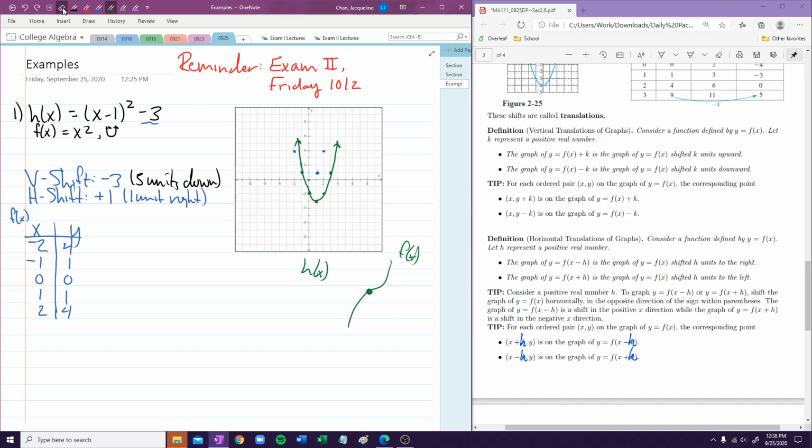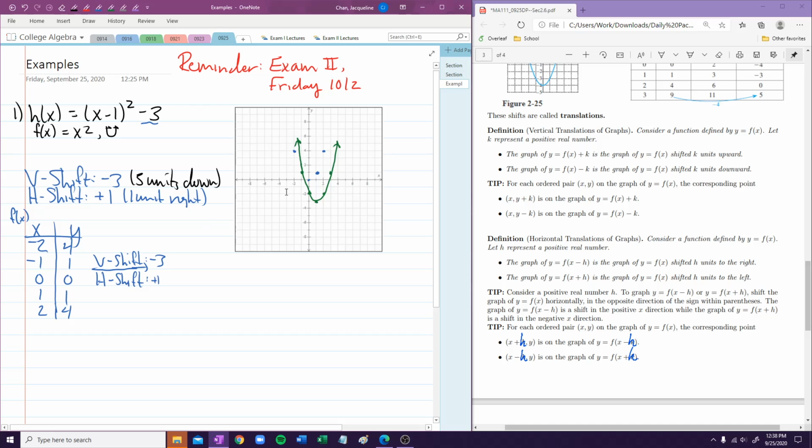But if you're not given points, because this looks a little messy, we can just graph it correctly from the very beginning. You still take this table, but you're going to apply the V shift, which is minus 3, and then the h shift, plus 1. So what does that mean?